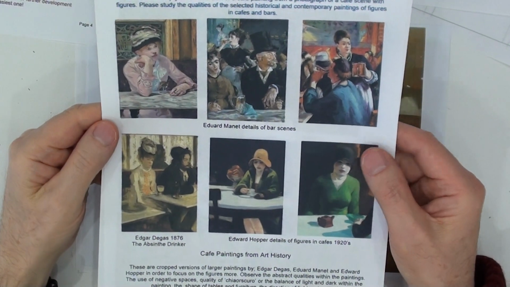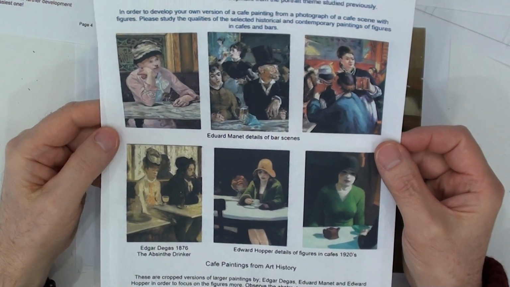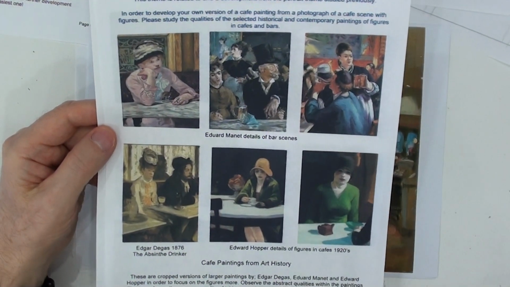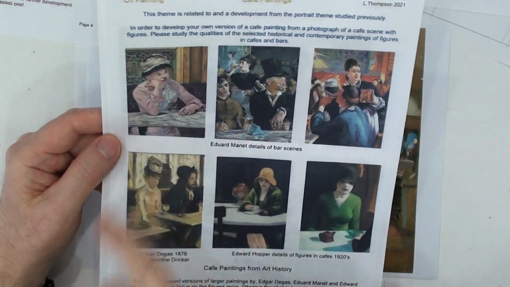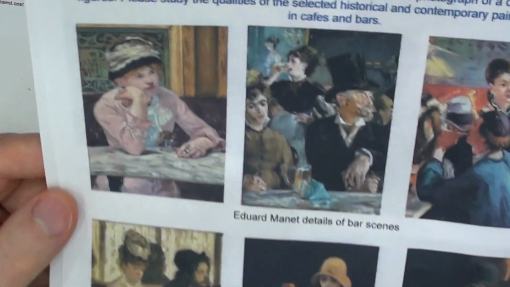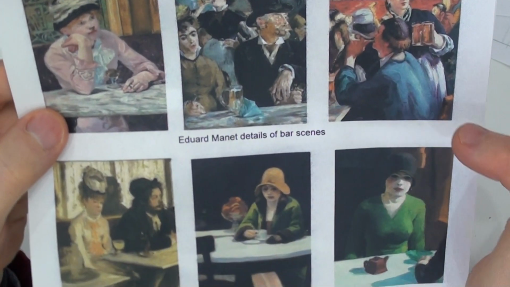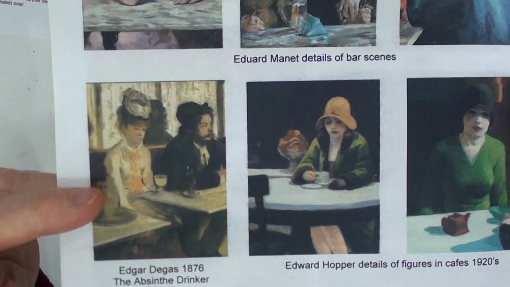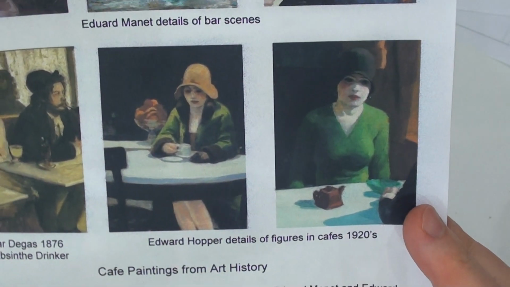With this theme of cafe paintings and bar paintings, I selected some 19th century paintings. The Plum by Manet. I think this is Manet also in a bar. This is Degas, the Absinthe Drinkers, and details of Edward Hopper's paintings.